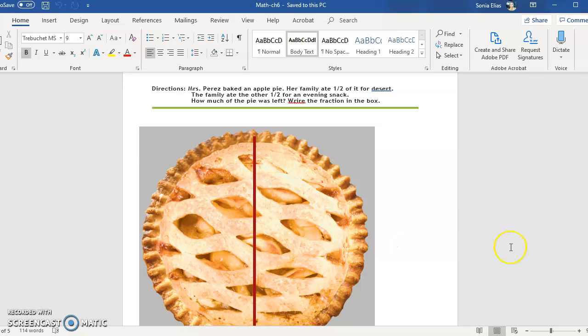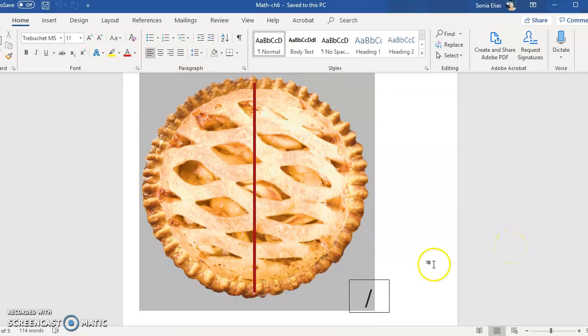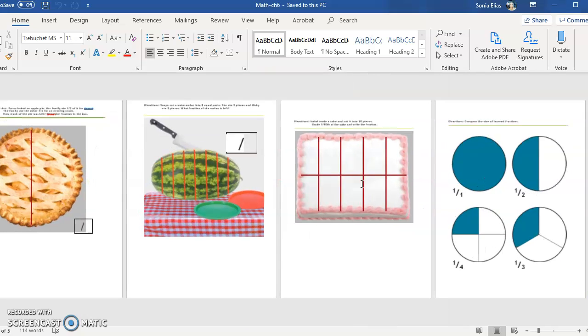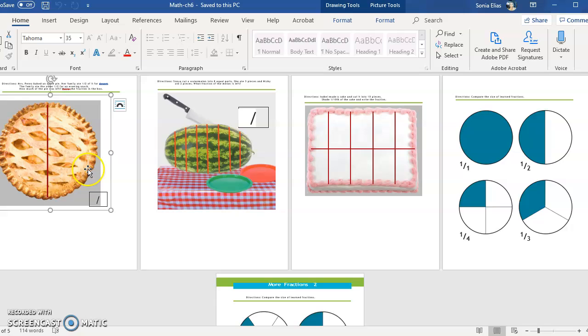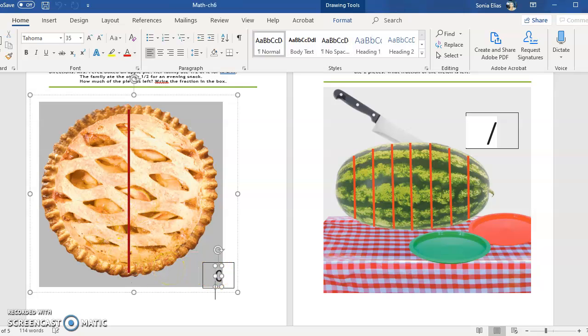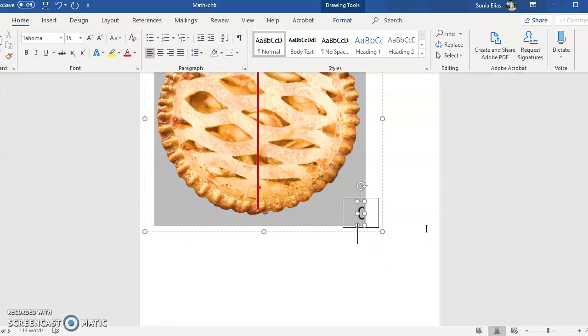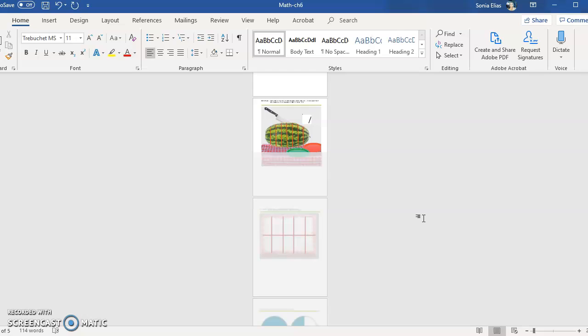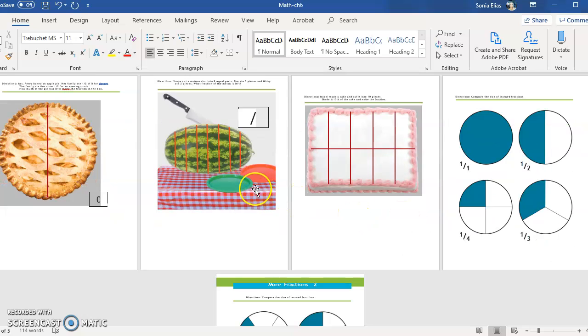Okay, we see the fraction over here on this box. So if the family already ate one half, then the other family ate the other half. So how much is left? Okay, if I take this part and the family takes this part, how much is left? 0. So we don't have anything left. Remember again, the bottom part is how many parts the object is divided into.